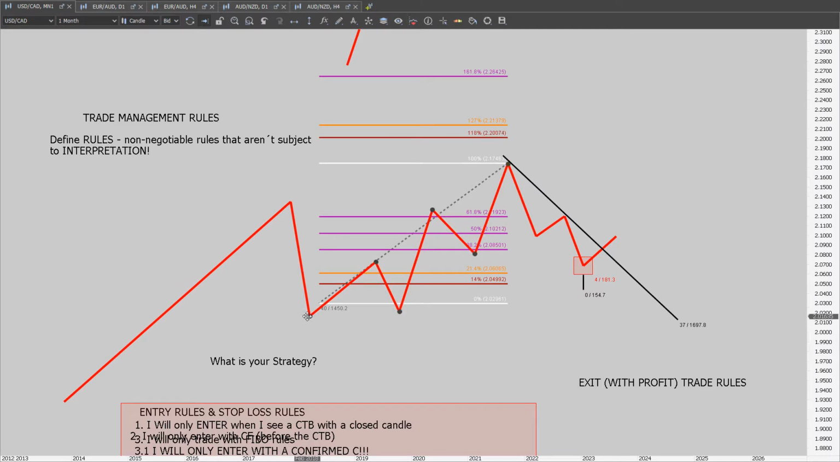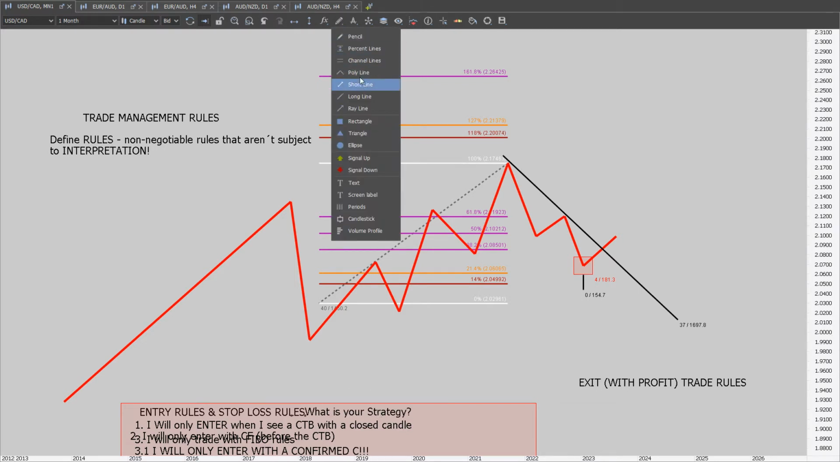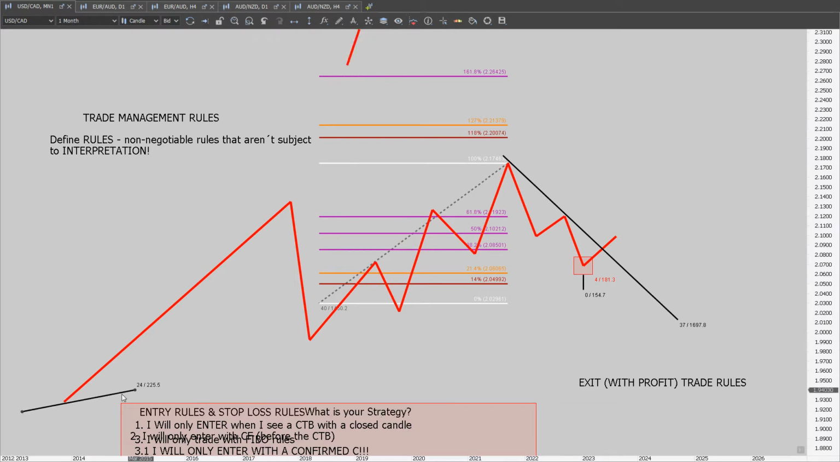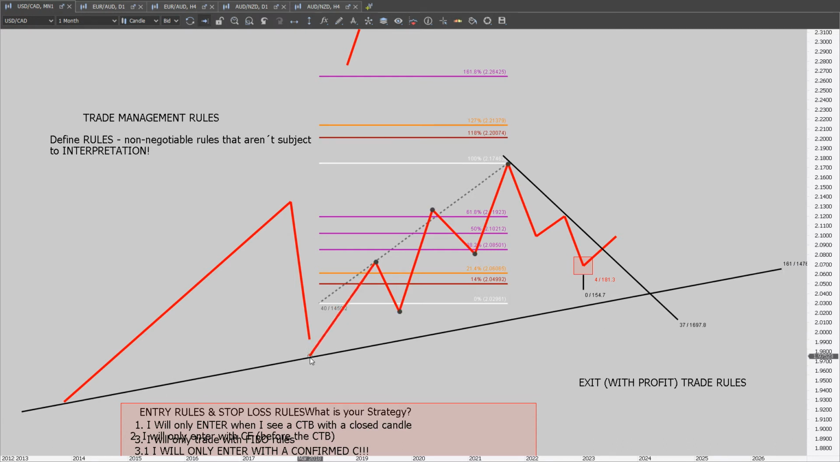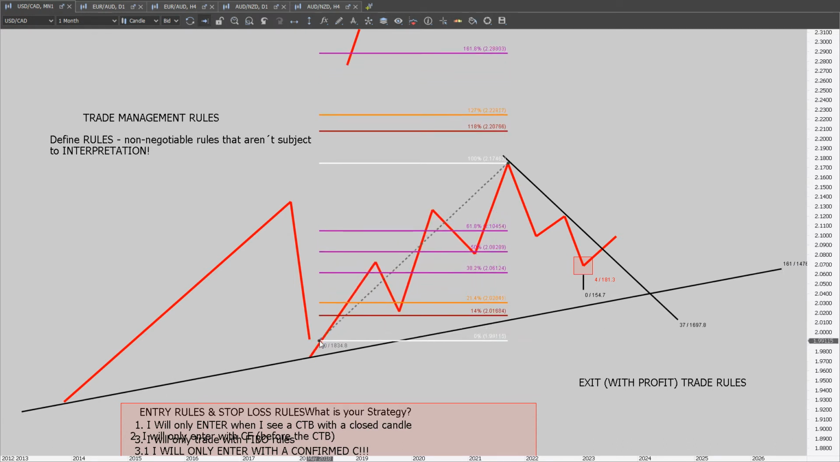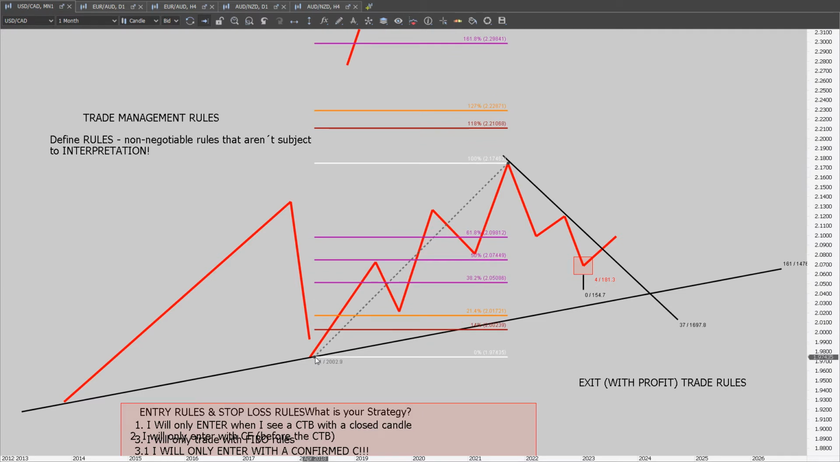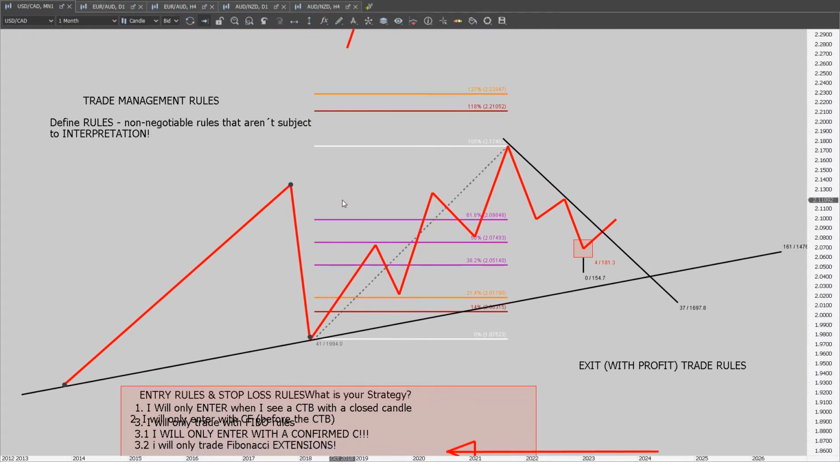And what else? So okay, one more. We have the uptrend line in here, something like this. And okay, this is our Fibonacci right now. So this is the picture right now, everybody.